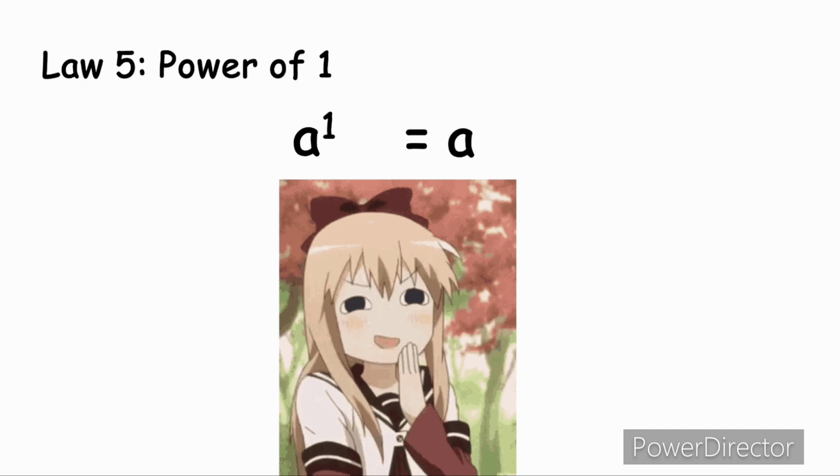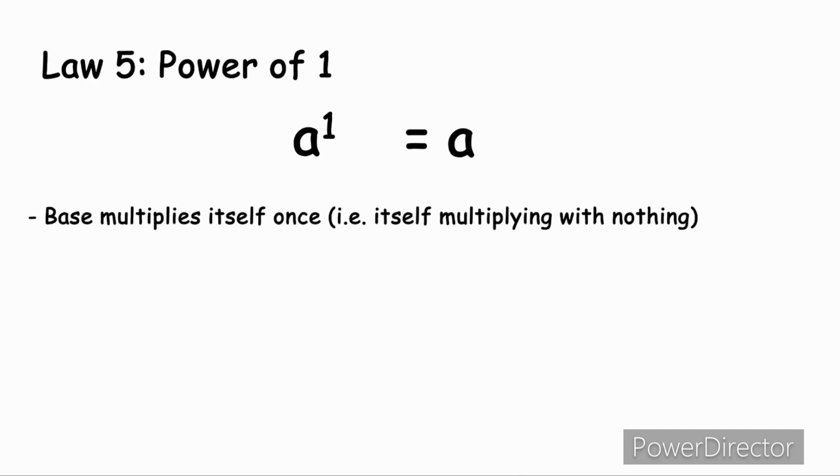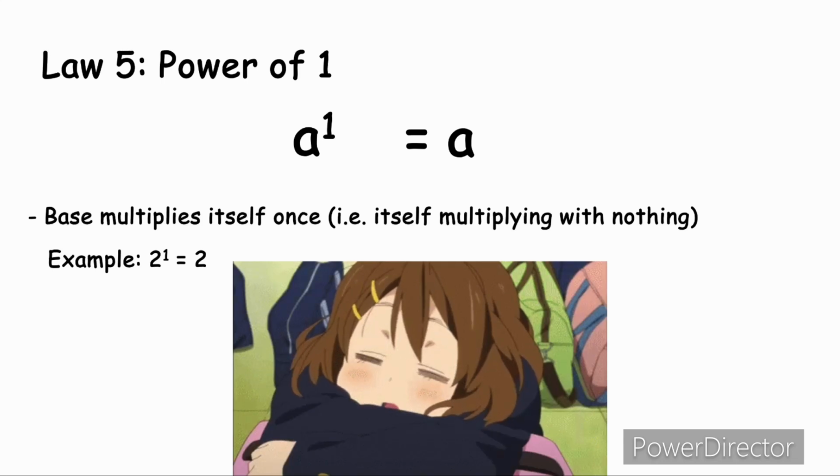Fifth one, any base to the power of 1 equals itself. Very self-explanatory. The base only multiplies itself by once, which means it stays the same. So a to the power of 1 equals a. Nothing changes because there's only one copy of the base, so no repeated multiplication happens.